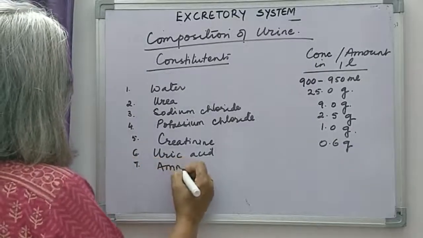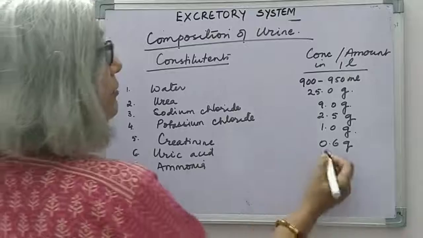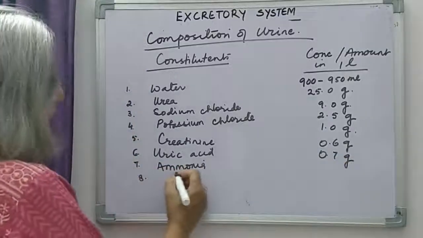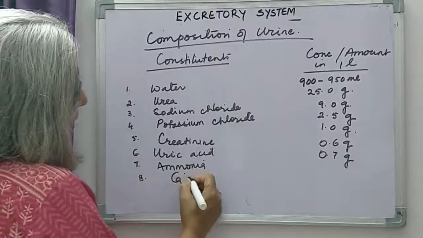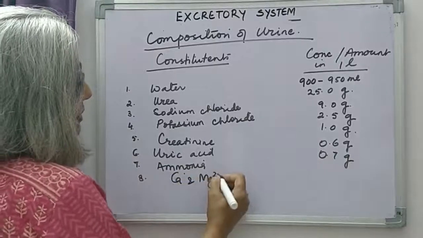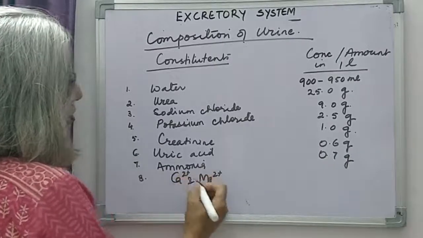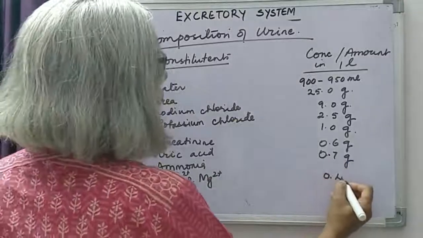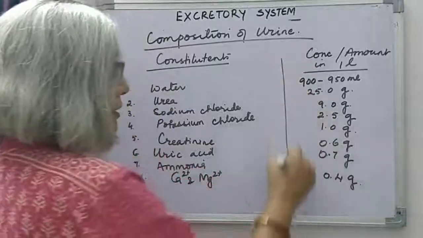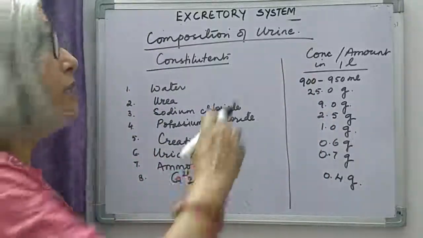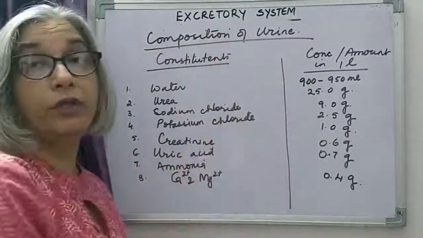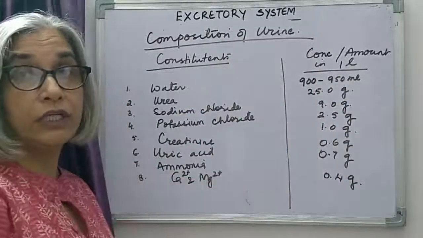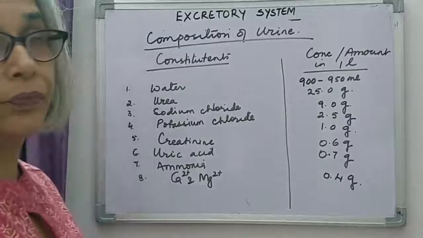Ammonia is 0.7 grams per liter of urine. Calcium and magnesium ions are about 0.4 grams per liter of urine. So this is the composition of urine with the various constituents and their amount in 1 liter of urine.